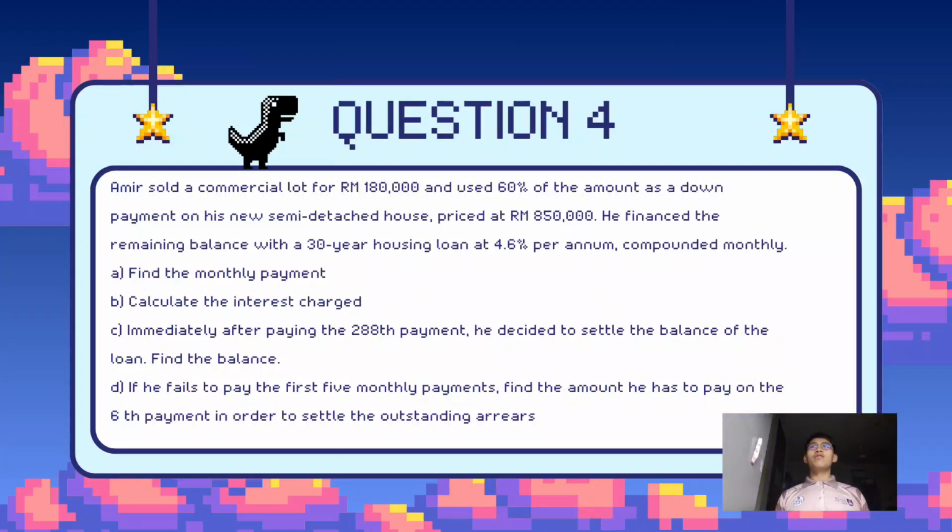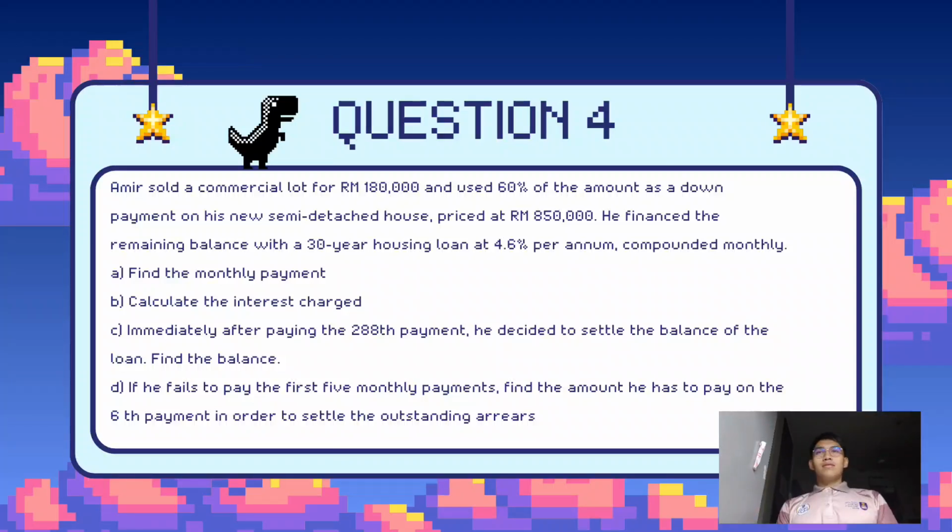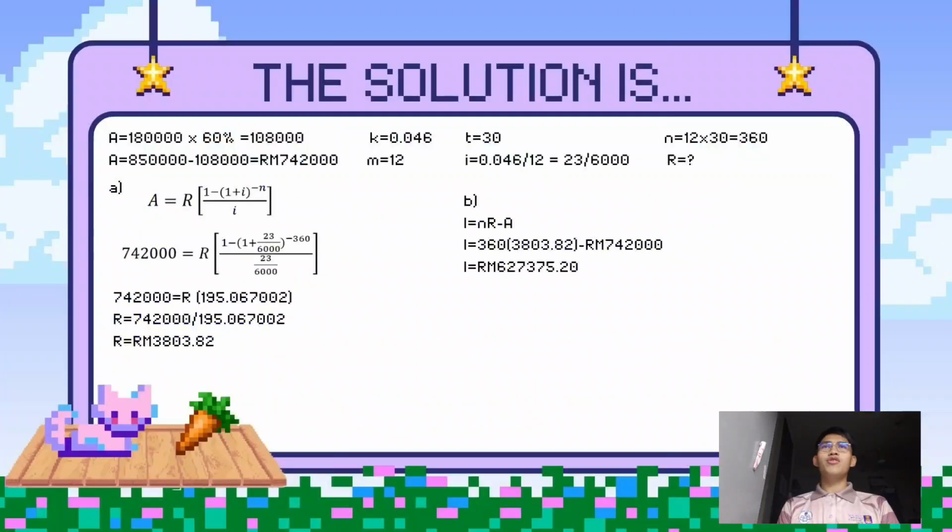Now for question 4, Amir sold a commercial lot for 180,000 and he used 60% of that money as a down payment for a new semi-detached house costing 850,000. He took a 30-year housing loan for the remaining amount at 4.6% interest per annum, compounded monthly. Now, we need to extract all the information in the statement and solve all the questions. Question A. Find the monthly payment. We will use the present value formula.